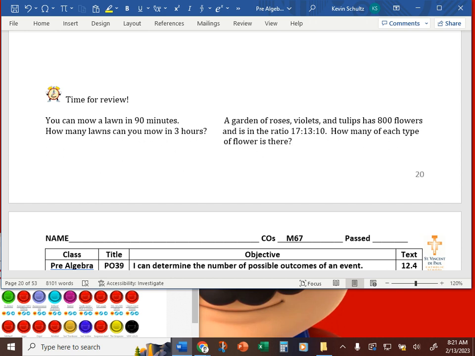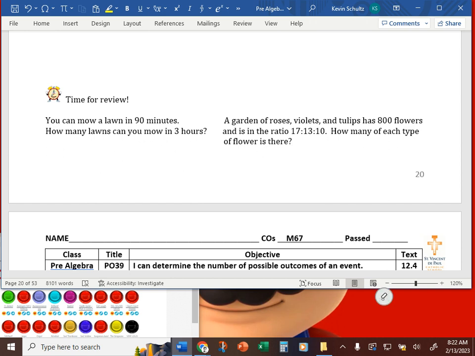Okay, what type of proportion is this? A garden of roses, violets, and tulips is 800 flowers in the ratio of 17 to 13 to 10. Is that direct, partitive, or inverse? You are taking a whole and dividing it into parts. That is a partitive proportion. Partitive proportion, right?